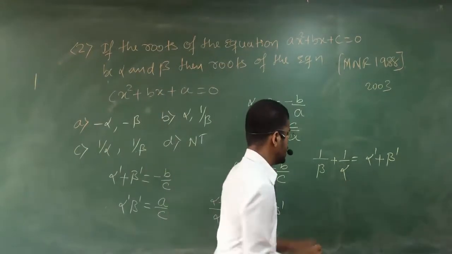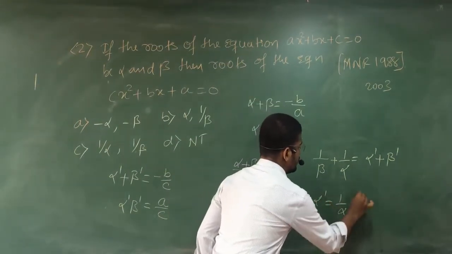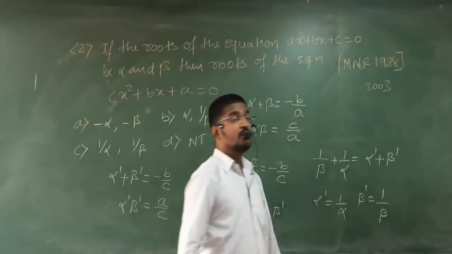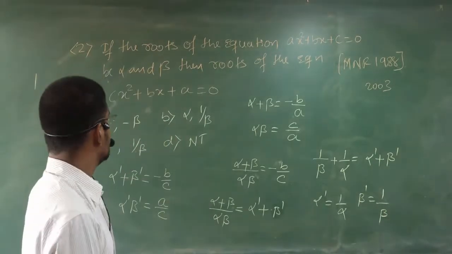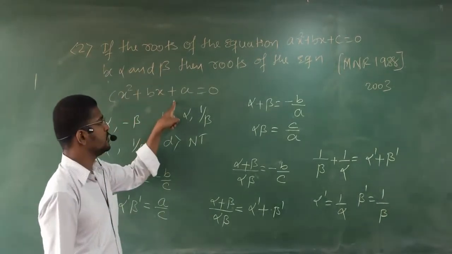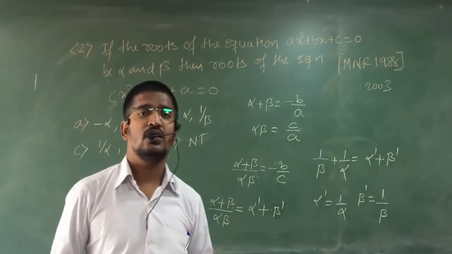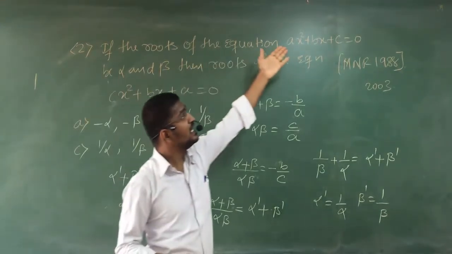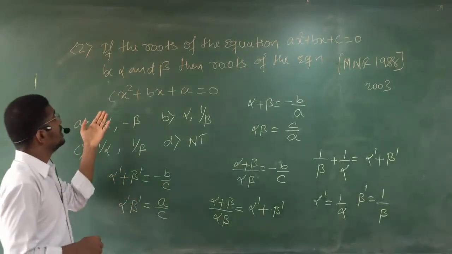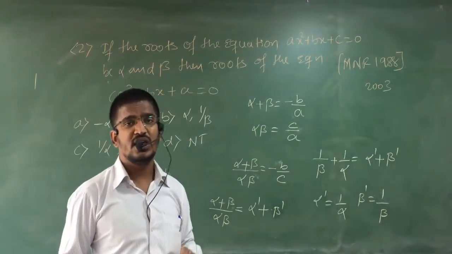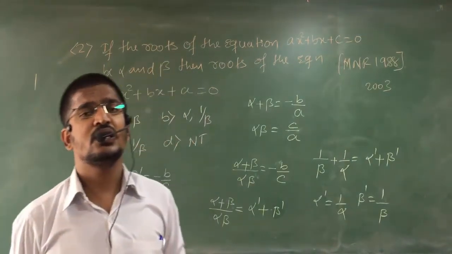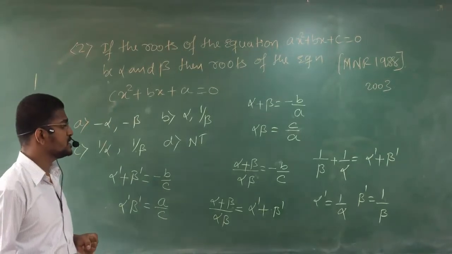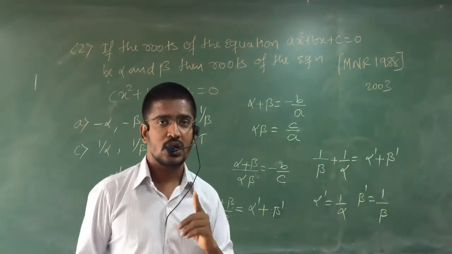By comparing component wise, alpha bar will be equal to 1 by alpha, beta bar will be equal to 1 by beta. So these are the two roots of cx square plus bx plus a equal to 0. Very nice question to discuss because they have given the two roots of one algebraic equation. They have given the other algebraic equation. Therefore, they are asking for the roots of the second equation, which you have to solve. Clear, students?